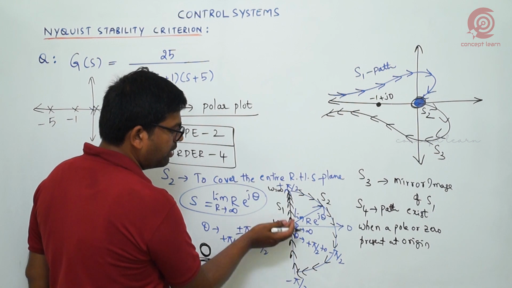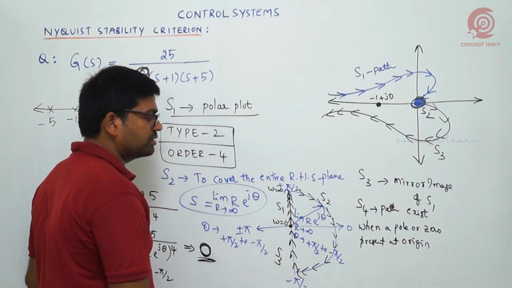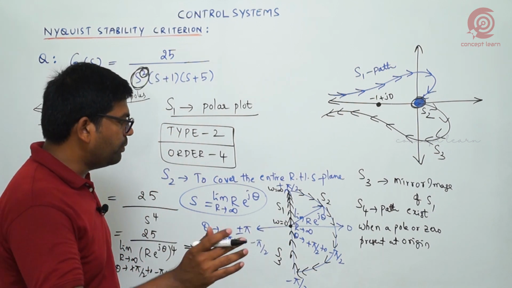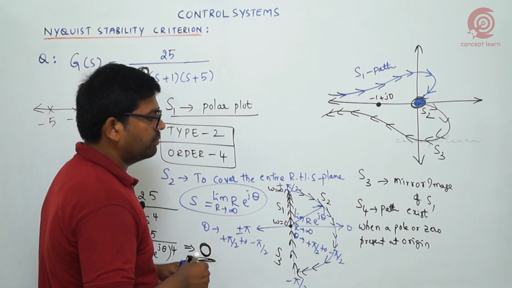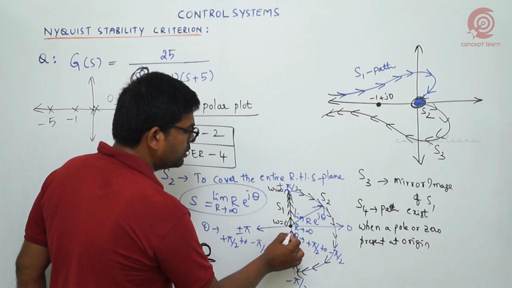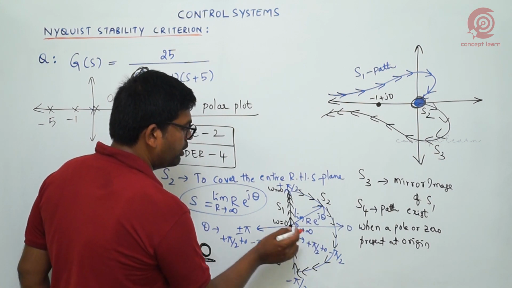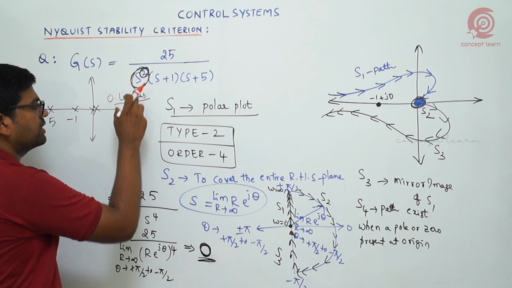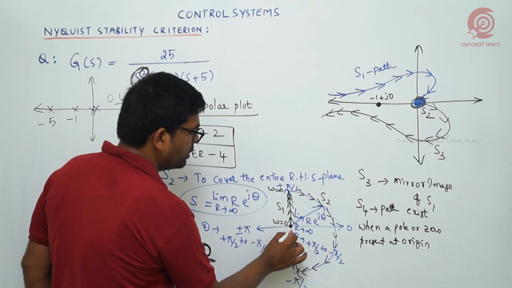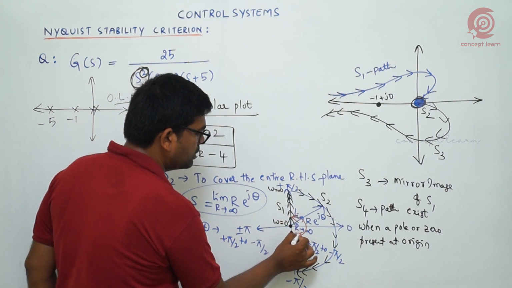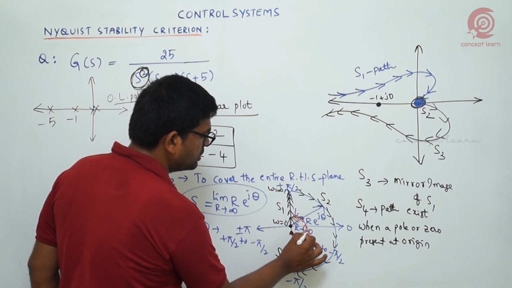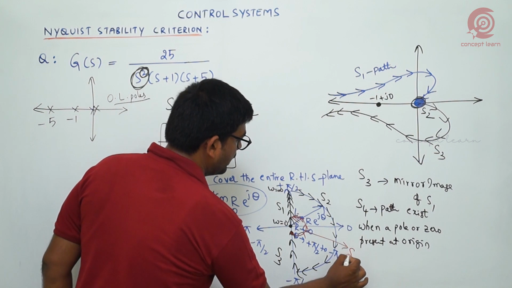Simply it is just the mirror image, the inverse polar plot only. But what about S4? S4 is present only because of the pole at the origin. So after reaching here, because the poles are present at the origin, we are just mapping from here to here by adding this additional path. This is S4.